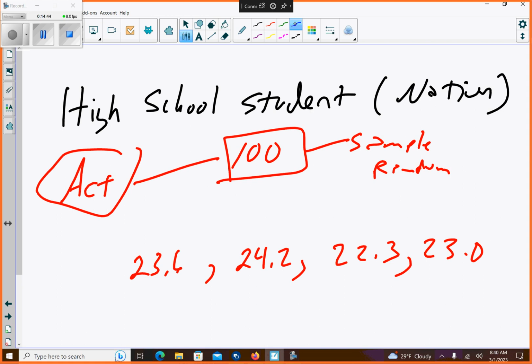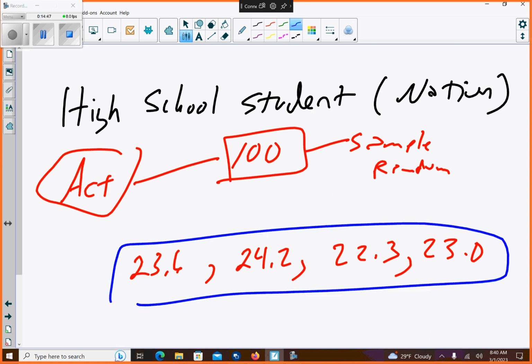If you're finding the average ACT score with a sample of 100 people randomly, and you're getting 23.6, 24.2, 22.3, 23.0, I think that's pretty good. But wouldn't you find it kind of strange if you had done this a few times and then you ran a test where you found that the average score was 7.2? Wouldn't that strike you as obscure? I would think so. But does it mean you did something wrong?